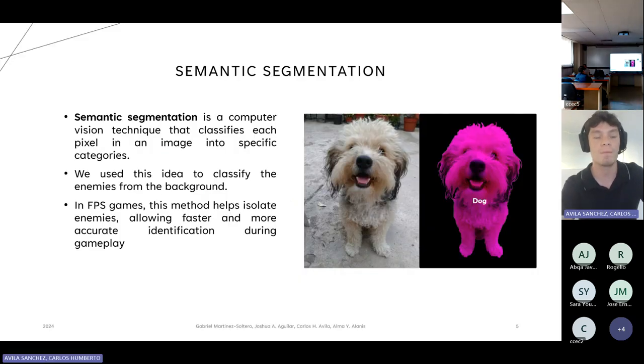So now let's talk about semantic segmentation. Semantic segmentation is a computer vision technique that classifies each pixel in an image into specific categories. For example, in this image, only the pixels that form the dog are classified as dog, while the rest are labeled as background. So we use this idea to classify the enemies from the background in our investigation. In FPS games, this method helps isolate enemies, allowing faster and more accurate identification during gameplay.